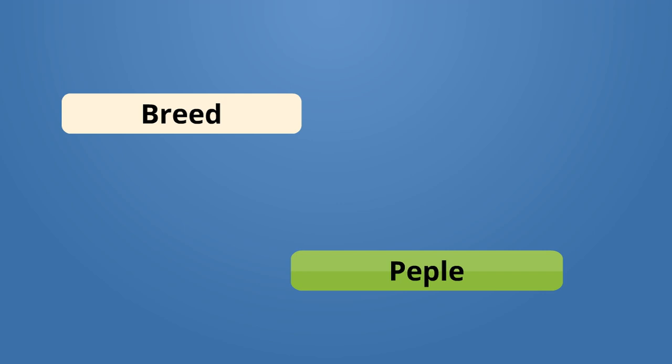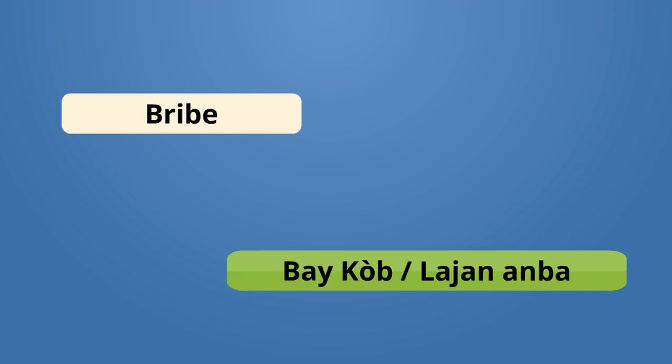For bribe, okay, we say bay kob, or we say bay l'argent en bas. En bas means under, like under the table. So if you wanted to say the police officer asked for a bribe, you can say policier mande kob en bas, or l'argent en bas.